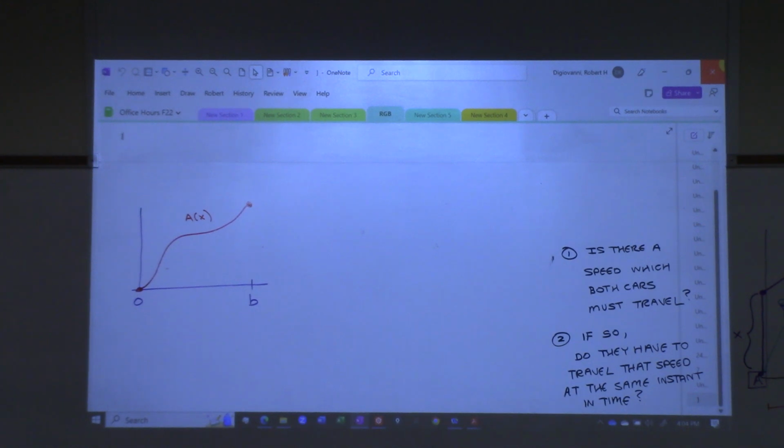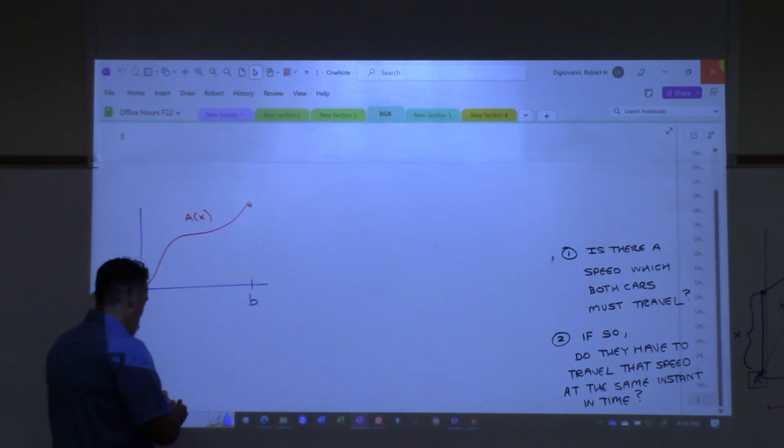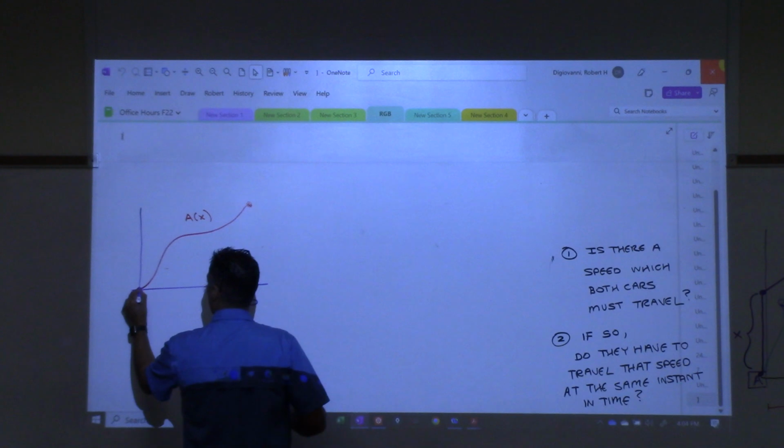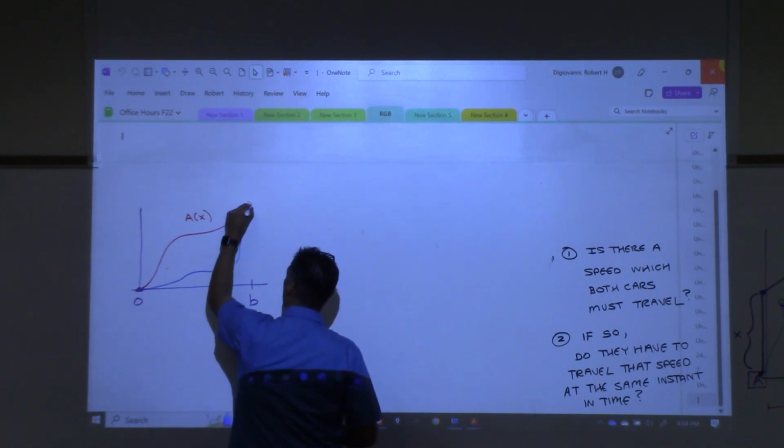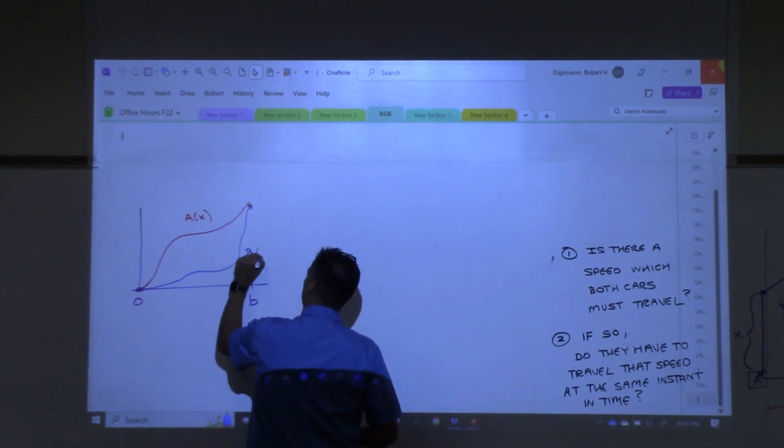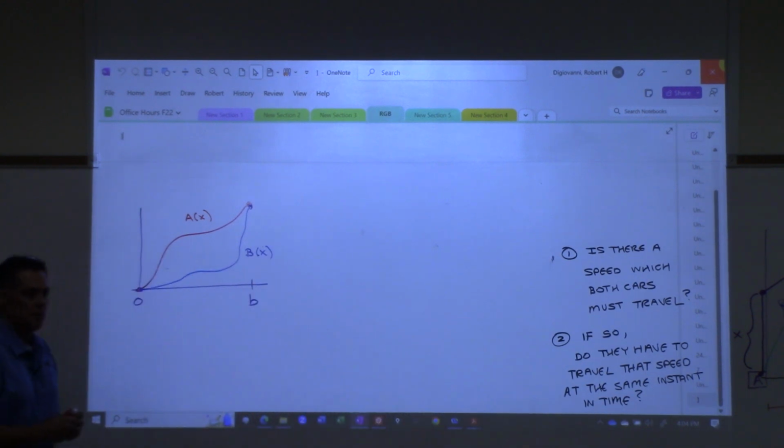Yeah? All right, now I'm going to draw the blue car. Started somewhere, ended somewhere, and I don't even know what the graph looks like, right? I'm going to call that B of x. So I have two graphs, right?